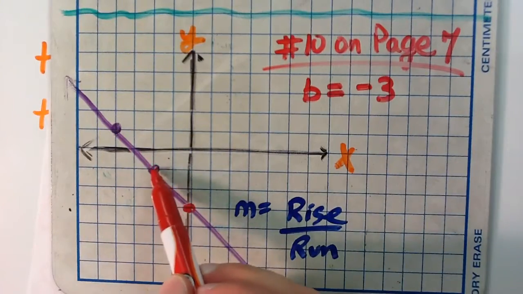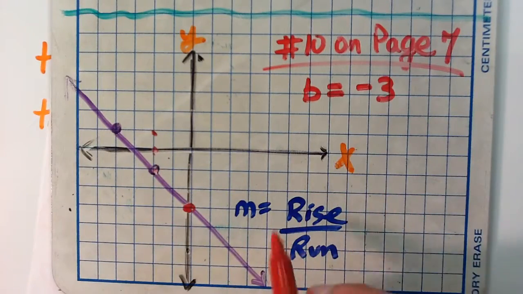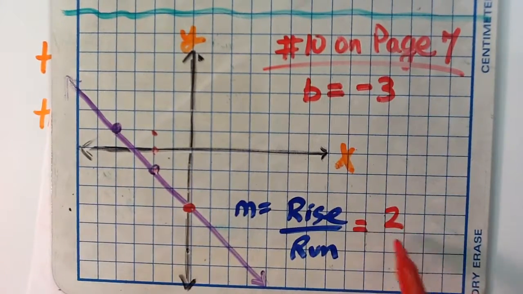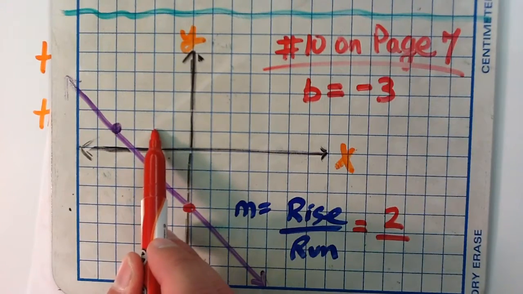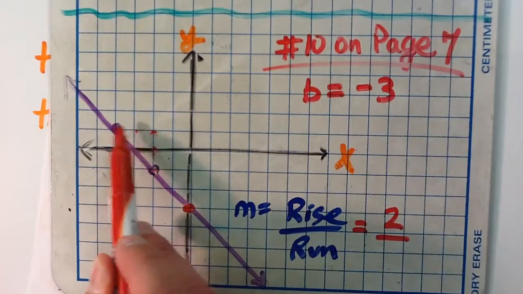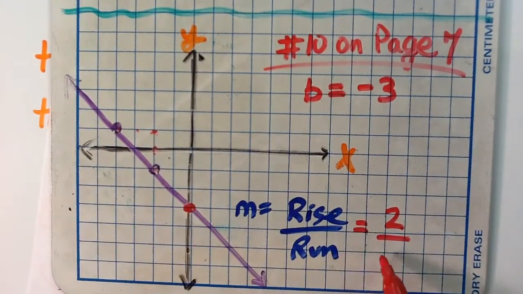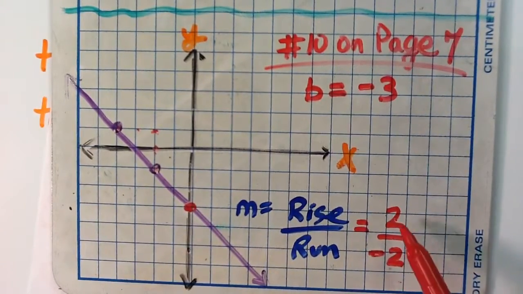From here to here, I would need to go up 1, 2. So I'm rising 2. So m is equal to rise over run. I am going up, so +2. After I go up 2, I would go left 1, 2. If I go left, that means I'm running left 2. So I'm going to put -2, because if I go left, that's negative. So my slope is 2 over -2.